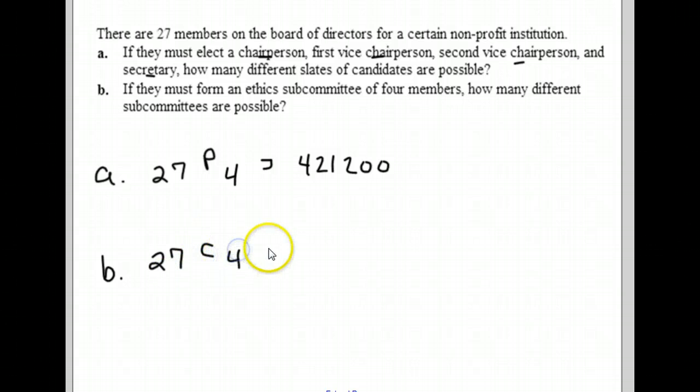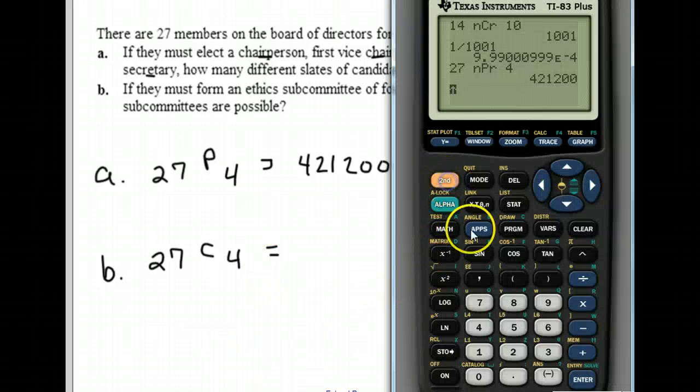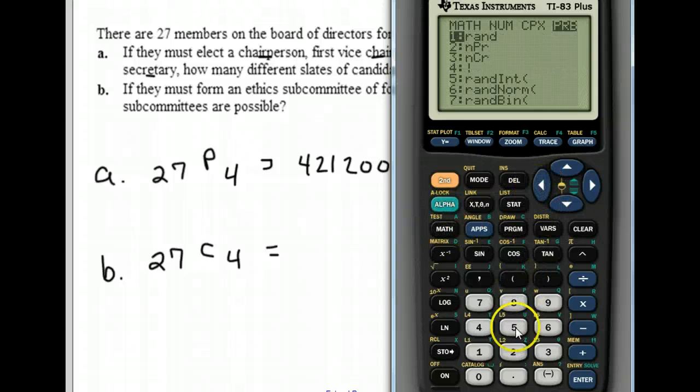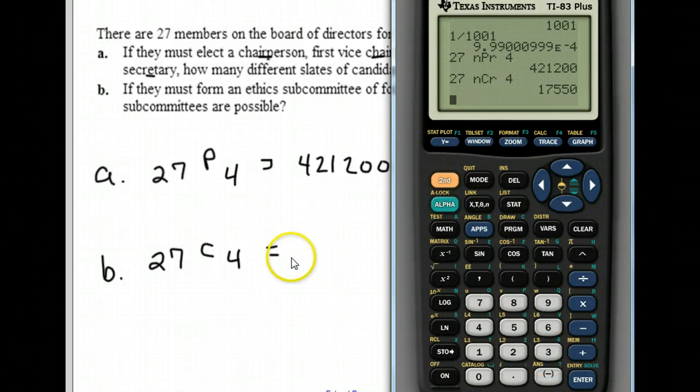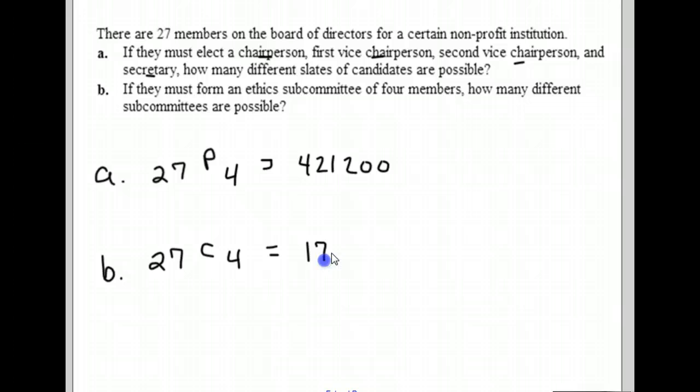So now that's a combination. That's an NCR. So I'm going to hit second enter. I'm going to go back to NPR and I'm going to press math, change that to NCR, and now we're down all the way to 17,550. Okay, so that's the difference between the two. Big difference in the number. We're talking about 400,000 versus 17,000.